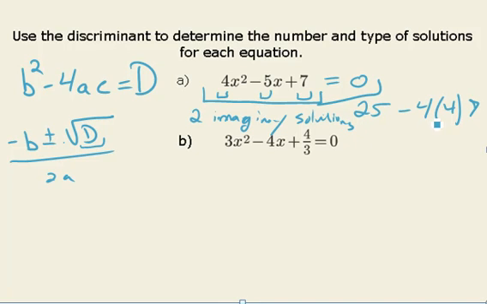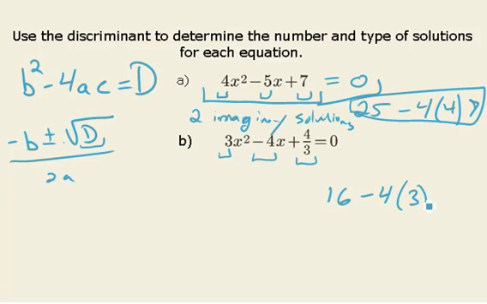Because underneath the square root, I have this negative value. This other equation, here's my a, here's my b, here's my c. What's my discriminant look like there? Well, there I take my b, negative 4, square it. Negative 4 squared is 16. I subtract 4 times a, which is 3, times c, which is 4/3. And we look at what we have here. Our 3's cancel. 4 times 4 is 16. 16 minus 16 is 0. So here my discriminant is 0.